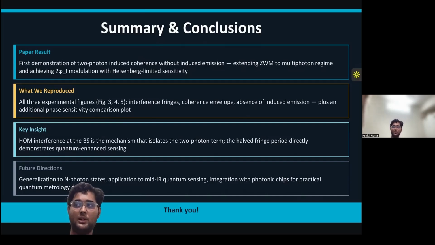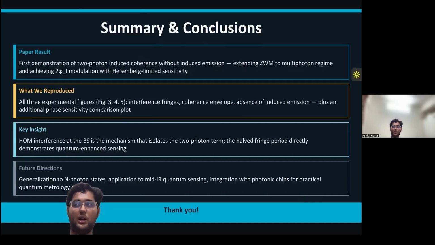The key insight in one sentence is that HOM interference at the beam splitter kills the contaminating single phi term, leaving only the two photon terms. And the resulting coincidence fringe oscillates at twice the frequency. Everything else follows from that.